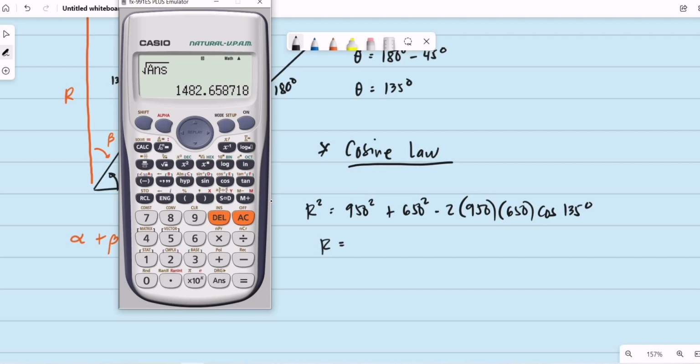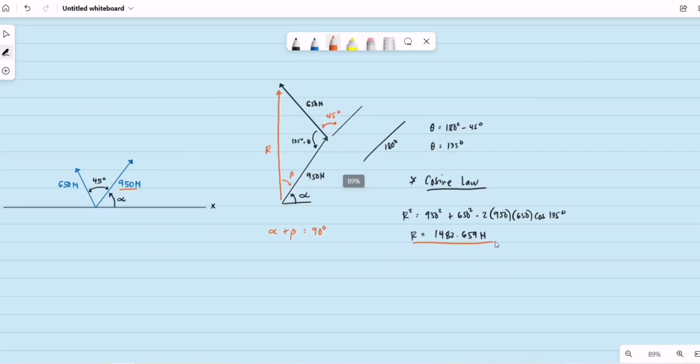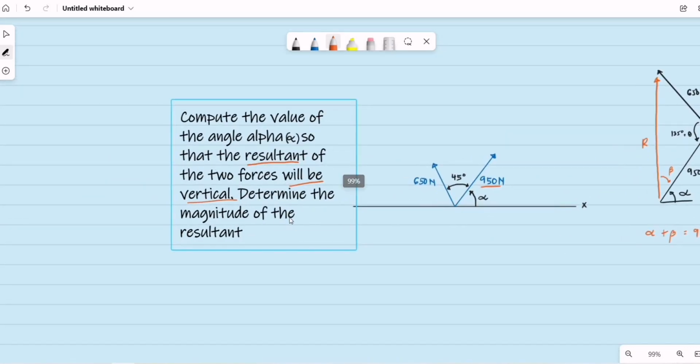So the magnitude of the resultant is equal to 1,482.659 newtons. This will be one of our answers, or one of the requirements of the problem. So that is the resultant.